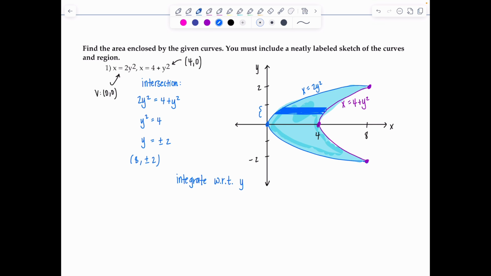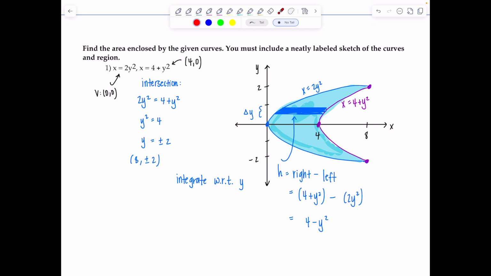So the base right here, that's delta y. And then the height of the rectangle is going to be given by function on the right minus function on the left. Who's on the right? Bounding the height, it's 4 plus y squared. And then who's on the left? It's 2y squared. So this gives us 4 minus y squared. That's the height of the rectangle.